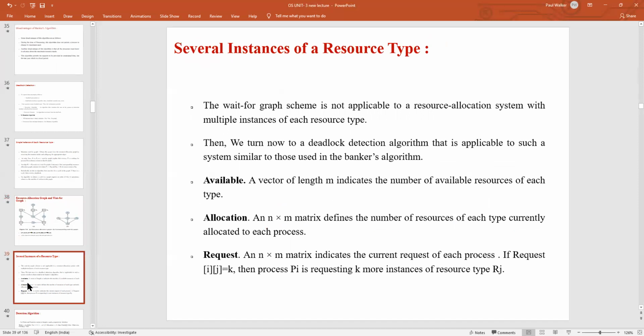In this, there are three conditions. Available indicates how many resources are available in the system. Allocation is how many resources are currently allocated to the particular process, and request is that each process has a request to the particular resources, depending upon the instances.